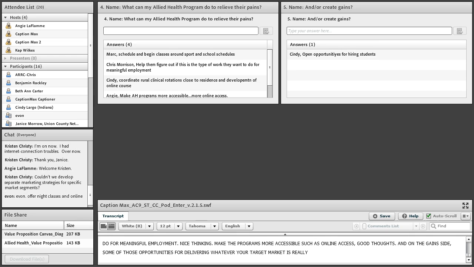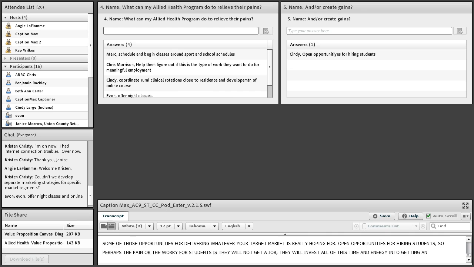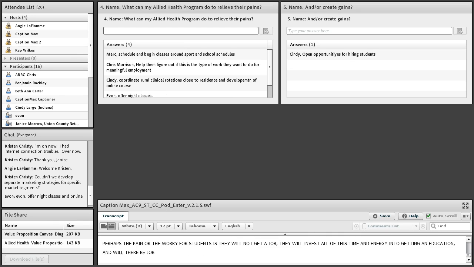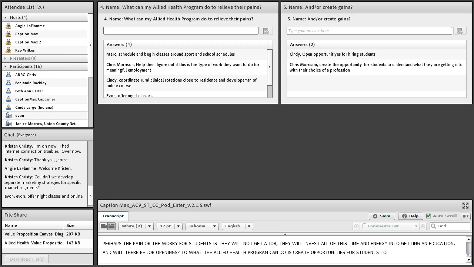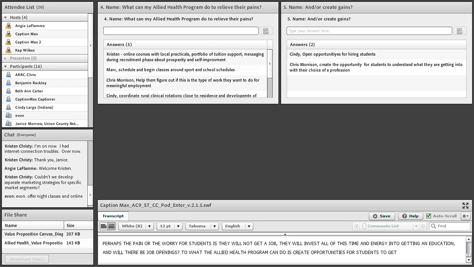And on the gain side, there are some of those opportunities for delivering whatever your target market is really hoping for. Sure, so open opportunities for students. Perhaps the pain or the worry for students is that they're not going to get a job. They're going to invest all of this time and energy into getting an education, and then will there be job openings? So what the allied health program can do is create opportunities for students to get jobs.